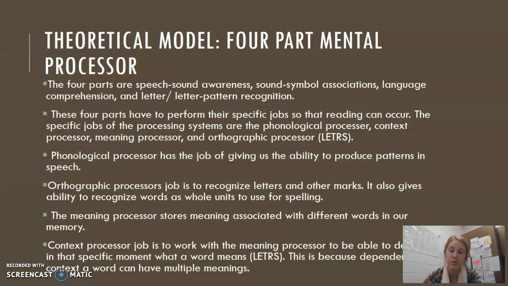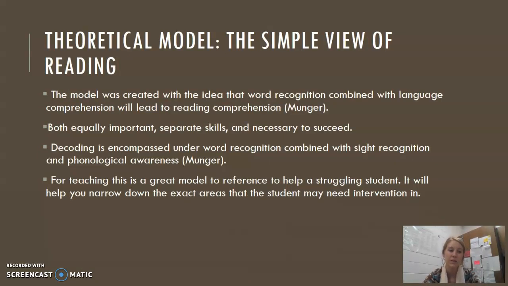The meaning processor stores your meaning of the words and the different meanings of specific words, since some have multiple meanings, into memory. The context processor goes along with the meaning processor, and this gives us the ability to, when we're reading something in that exact moment, understand what the context of it is, because there are different meanings for the word, and it is spelled differently. For example, if they're reading and they can sound out a word and know it says so, they might not know the difference that it means they are sewing fabric or that they are sowing in a field, planting something. The next model is the simple view of reading.